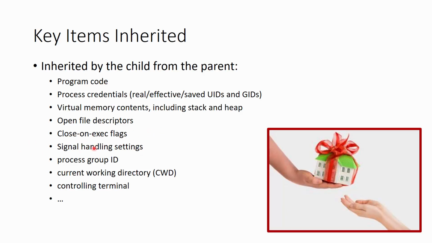Any signal handling settings are inherited. This is key for when we're trying to manage whether or not the child can receive a signal or not. So the parent's configuration. Think about the trap line that we talked about in block 1, the trap command for a bash shell script.